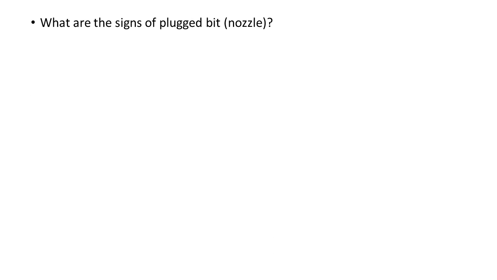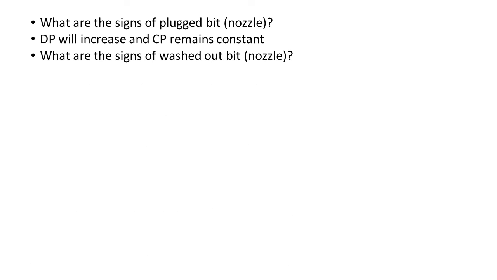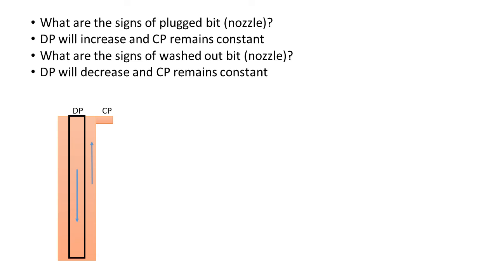What are the signs of a plug bit or a plug nozzle? We'll see that the drill pipe pressure will increase while the casing pressure should remain constant. What are the signs of a washed out bit or washed out nozzle? We'll see that the drill pipe pressure will decrease while the casing pressure remains constant. Remember, as we pump down the drill pipe with a plug bit or plug nozzle, we'll see that the drill pipe pressure increases while the casing pressure remains constant.